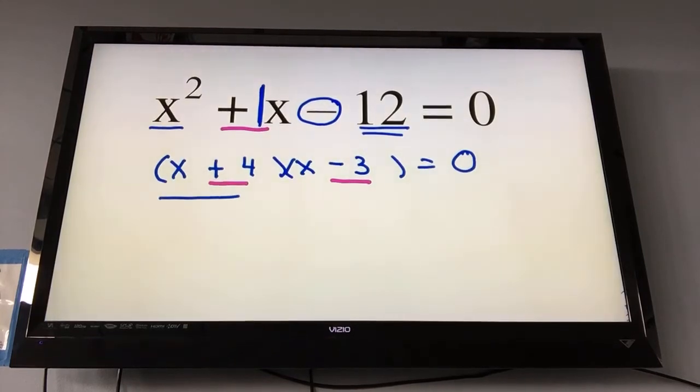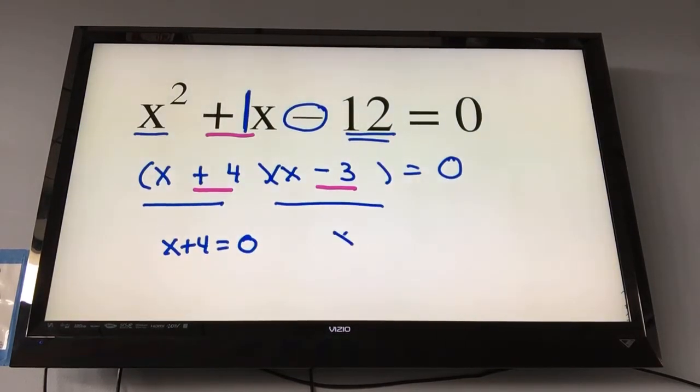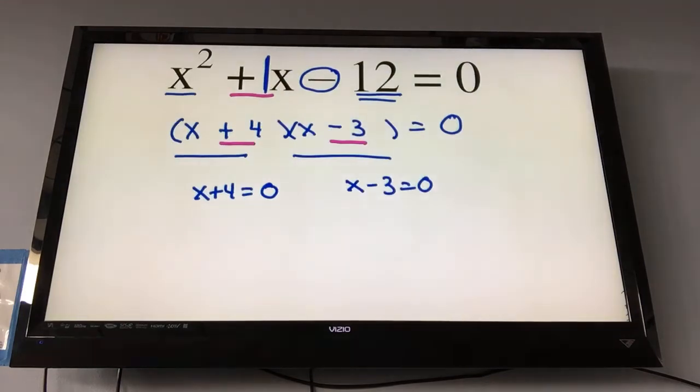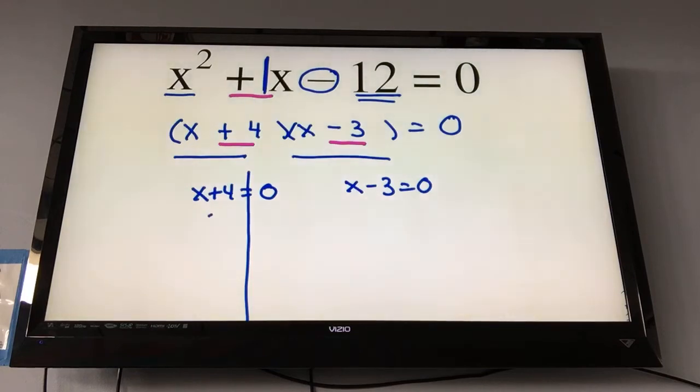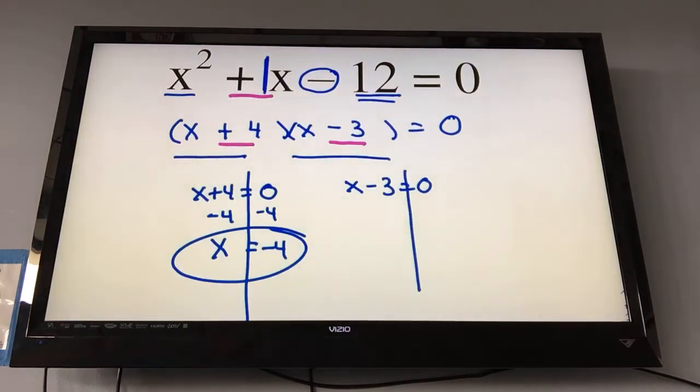Then either x plus 4 is 0 or x minus 3 is 0. And I solve. So subtract 4. So negative 4. And on the other one, add 3. And 0 and 3 is 3.